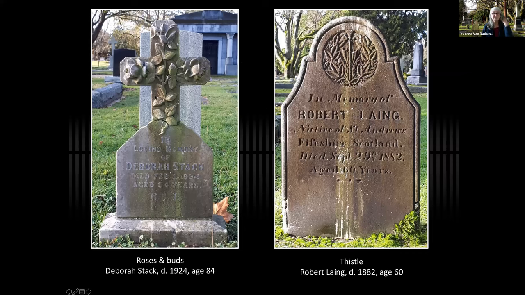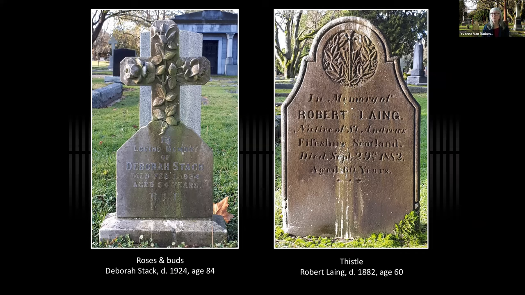On the left, on this next slide, we have another beautiful carving, this one just of a rose. Now, roses appear all over the place. They appear in carvings of wreaths on the tombstones, or single ones, just a single rose on a tombstone. This one has two beautiful roses and their leaves, and it's a symbol of enduring love and beauty.